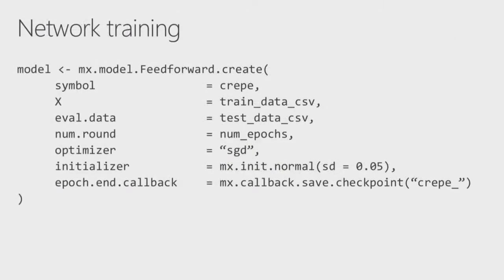And this is the code to perform the actual training. We use the feed-forward create function, and we specify the network object, the training data set, and we can have a test data set to evaluate the model accuracy after each training epoch. We use stochastic gradient descent to optimize the network training, and we initialize the weights by sampling from a normal distribution. It's also good practice to create checkpoints so that the model is saved after each training epoch. That's because if you start to see that the model is overfitting, you can just revert back to a previous version of the model that creates the best results.